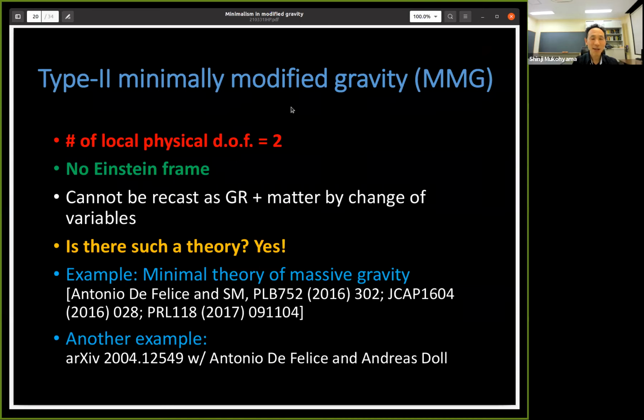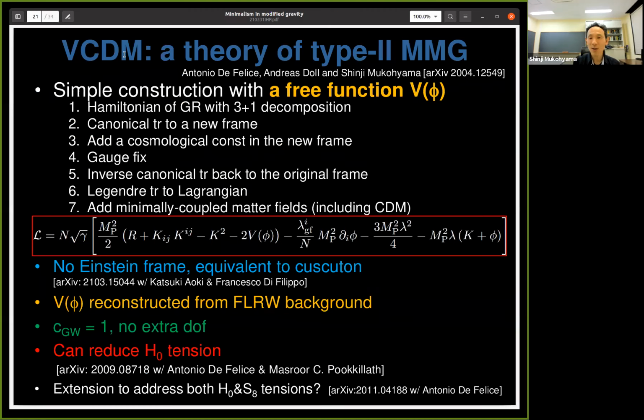The type 2 minimally modified gravity again has 2 degrees of freedom, and there is no Einstein frame because of the definition of type 2. Therefore, this cannot be recast as GR plus matter by any change of variables. Is there such a theory? Indeed, yes. One example is minimal theory of massive gravity, which I explained a bit in my lecture. Let me consider another example, which I proposed with Antonio. We later called it VCDM, for the reason I will explain now.